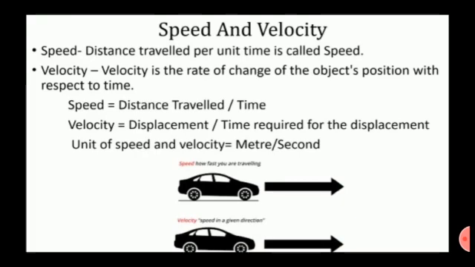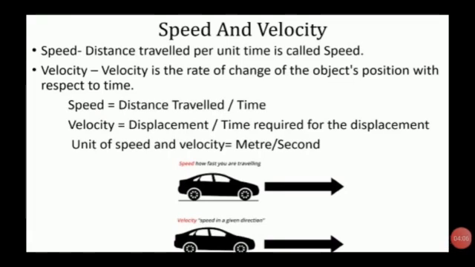Speed and velocity. Speed, the distance traveled per unit time, is called speed. Velocity is the rate of change of the object's position with respect to time. Speed is equal to distance traveled upon time. Velocity is equal to displacement upon the time required for the displacement. The unit of speed and velocity is meter per second.